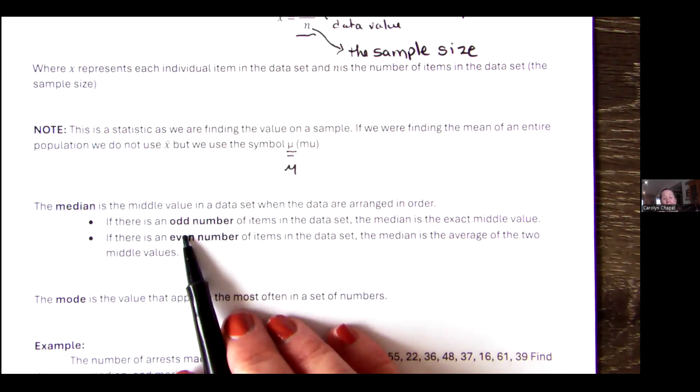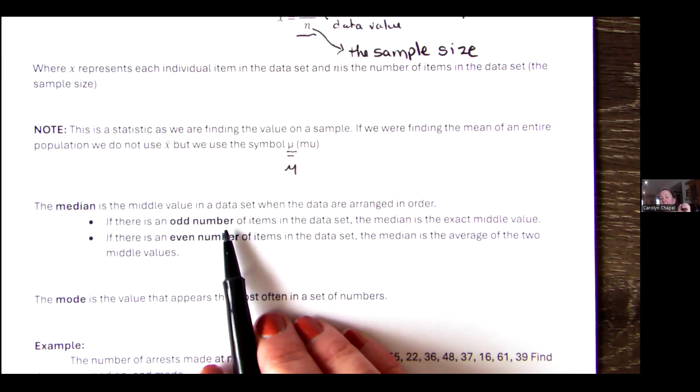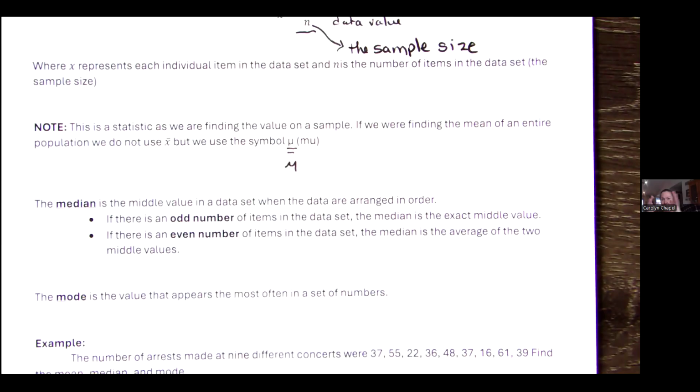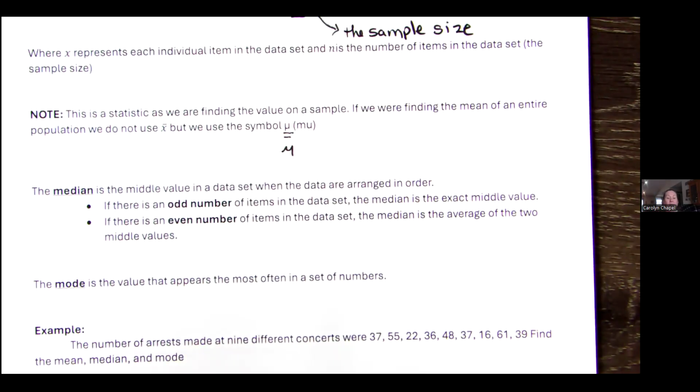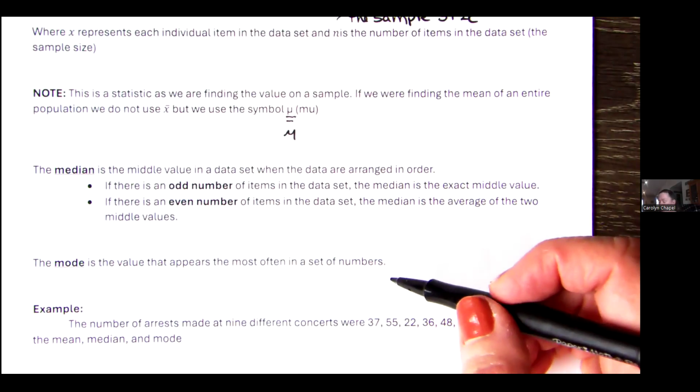So if we have an odd number of data values, we will have an exact middle. If we have an even number of data, we're not going to have a real middle number, so we'll divide it into two pieces. And the median will be the average of the two that sit along each side. And we'll look at a couple of examples as we move through this material. The mode is the value that appears most often in the set of numbers. So we have a most commonly occurring value.